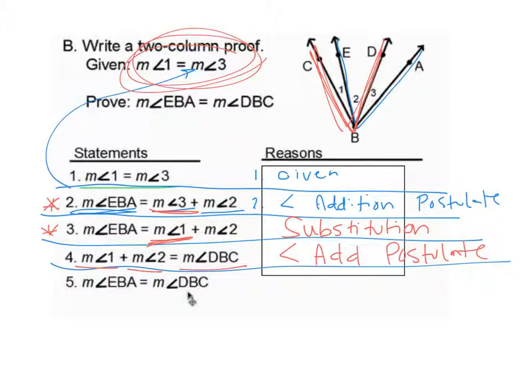And the last one, why do we know that EBA is equal to angle DBC? This is another case where you look at line 3 and 4 up here. The same thing's happening where you have angle 1 plus angle 2. But this time, this one's equal to DBC and this is equal to angle EBA. So that means that we substituted EBA in right here for measure of angle 1 plus the measure of angle 2. So again, I'm using substitution.